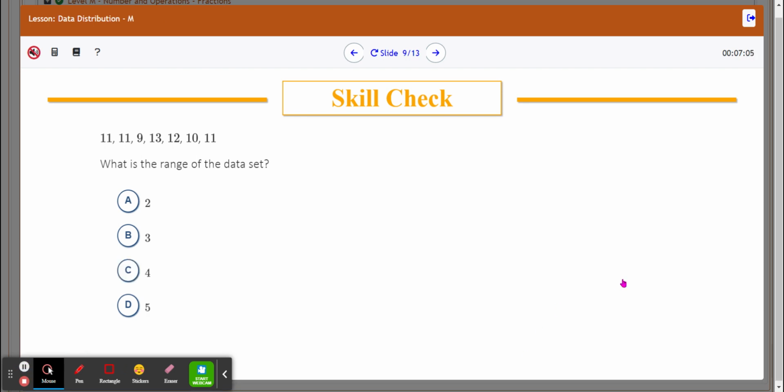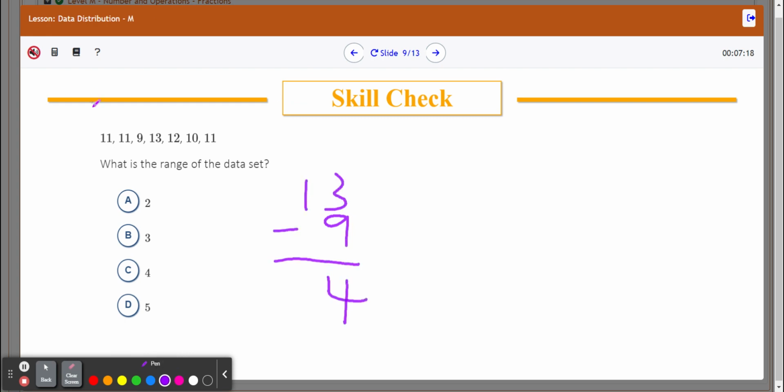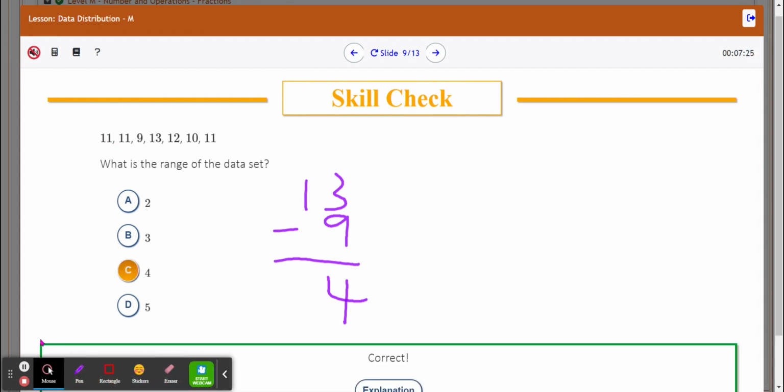So now it's asking, what is the range of the data set? Well, to find the range, you need your lowest number, which is 9. And you need your highest number, which here is 13. So what's the difference between 13 and 9? Well, the distance is 4. So that's your range as you go from your lowest to your highest. What's the difference in between?